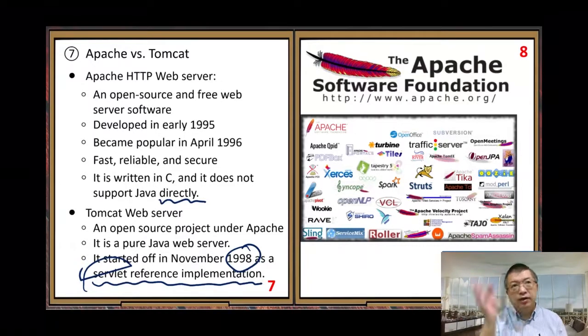Then after several versions, at about Tomcat version 4, it became good enough and it could be used as a production server. After version 4, it became a production server. All right, so that's the information for this video, B.1.